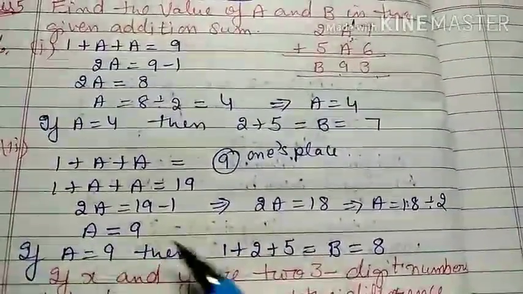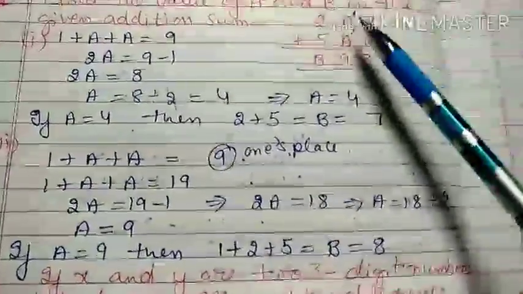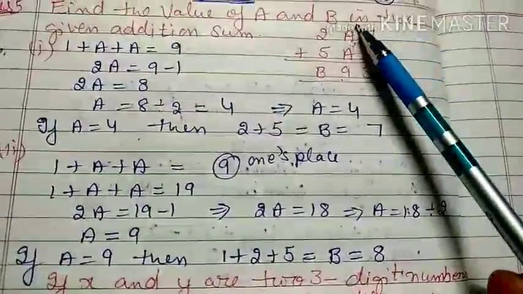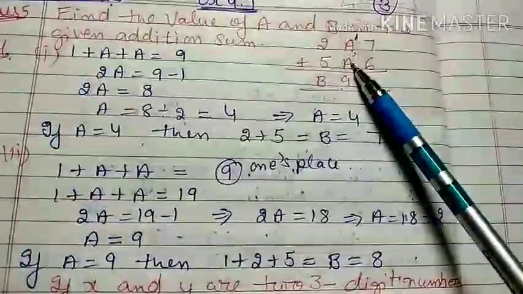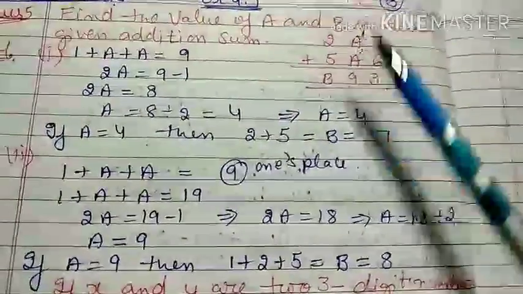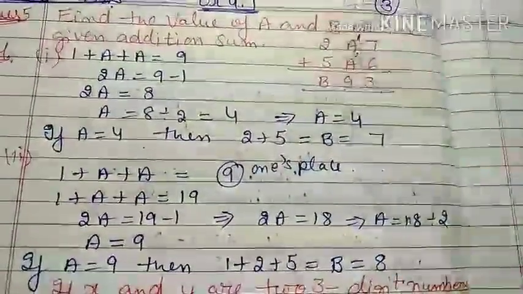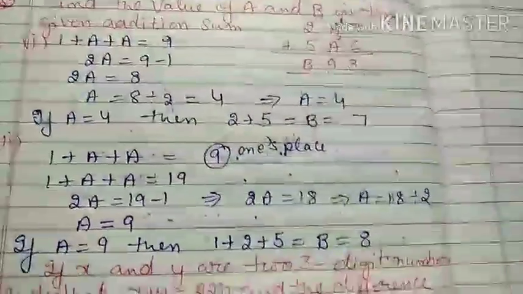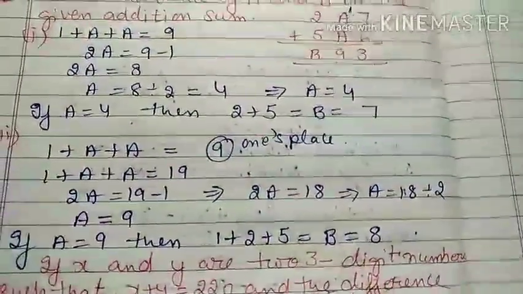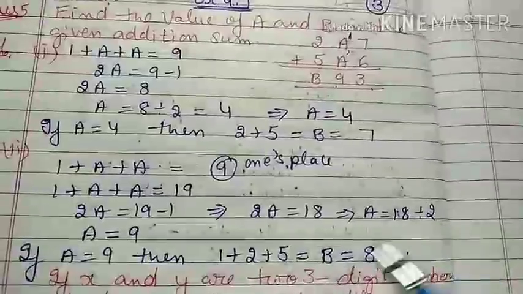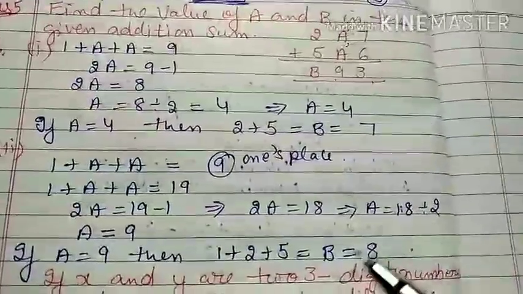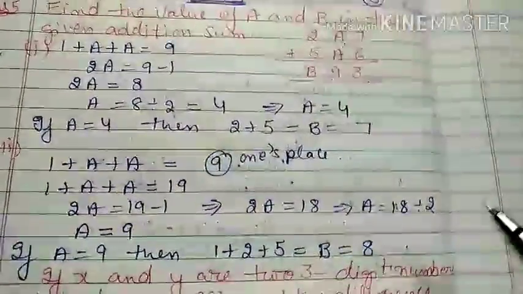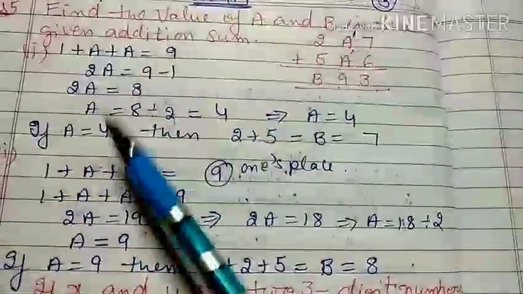If a is equal to 9, then 9 plus 9 gives me 18, and in that case 1 will be carried forward. Then 1 plus 2 plus 5 gives me 8. That means in that case, if I consider my a value is 9, the b value will be 8. But if I consider my a value is 4, the b value will be 7.